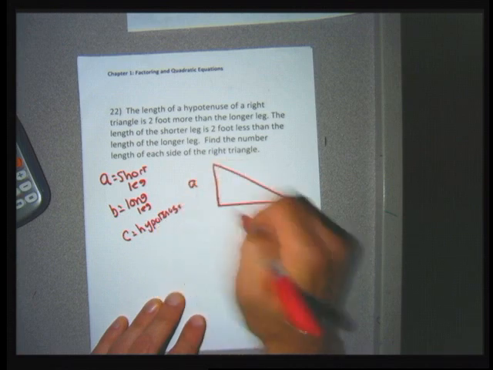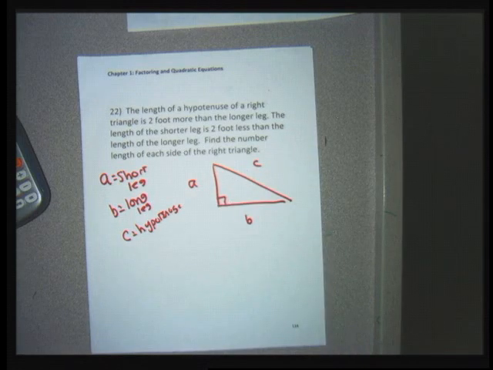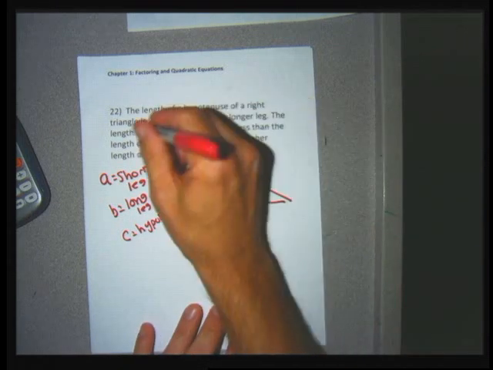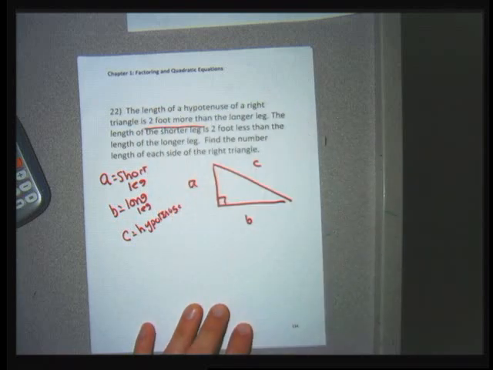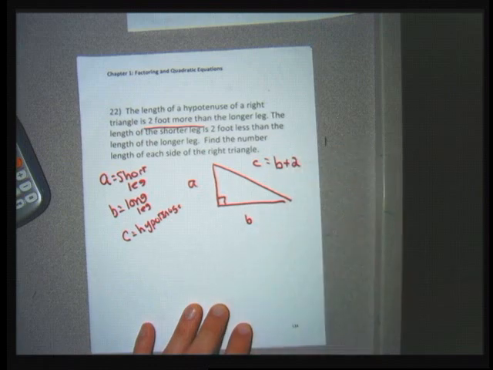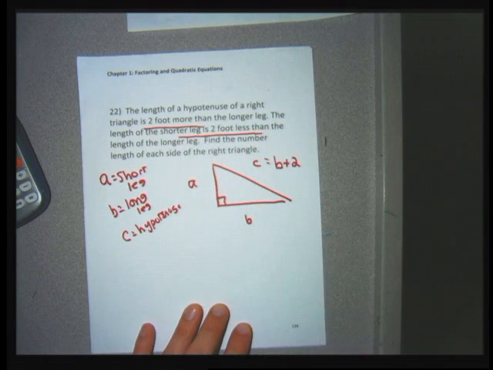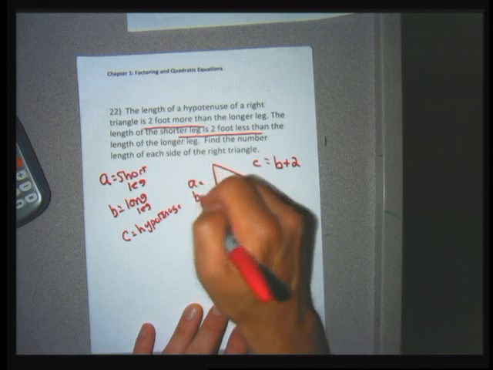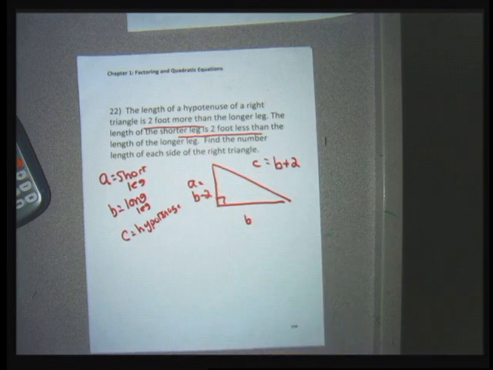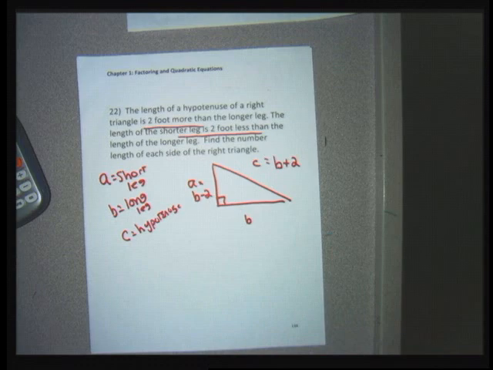This is my A, this is my B, this is my C, there's my right angle. First sentence says the length of the hypotenuse is 2 more than the longer leg. That means C is B plus 2. Second sentence, it says the length of the shorter leg is 2 less than the longer leg. That means A is B minus 2. So each sentence tells me how to get a side with a letter.